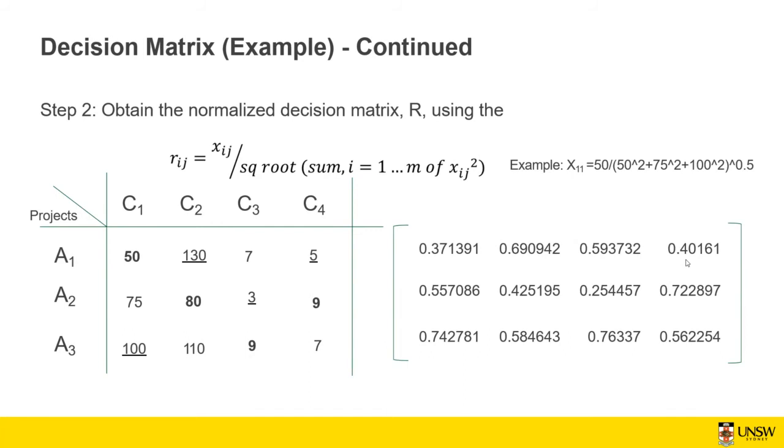The reason is that each criteria has a different range. For C3 and C4, you have a range between 0 to 10. But for C1, you have up to 100. For C2, you have up to 130. So they are in different ranges, and they are not comparable until you put them in the same range. So it's going to be 0 to 1.